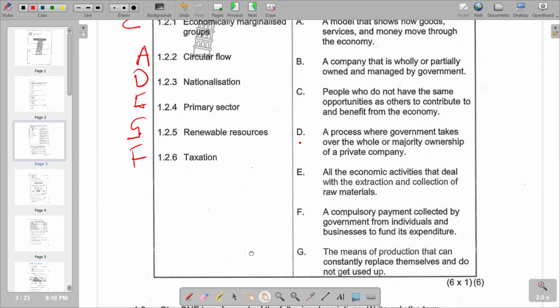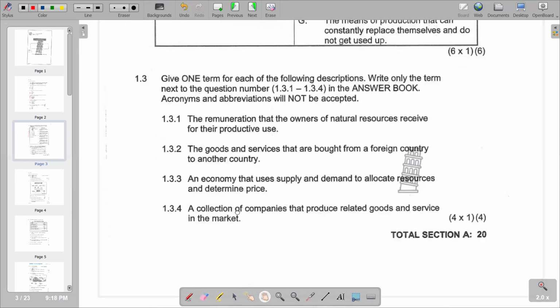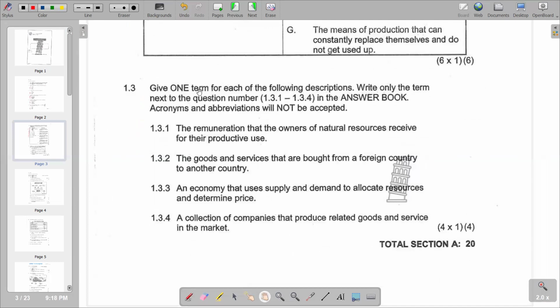So we try to see the next section that we have, which is 1.3. Let's give one term for each of the following descriptions. Write only the term next to the question number. That is 1.3.1 up to 1.3.4. And then acronyms and abbreviations will not be accepted. So basically, let's take note of that.